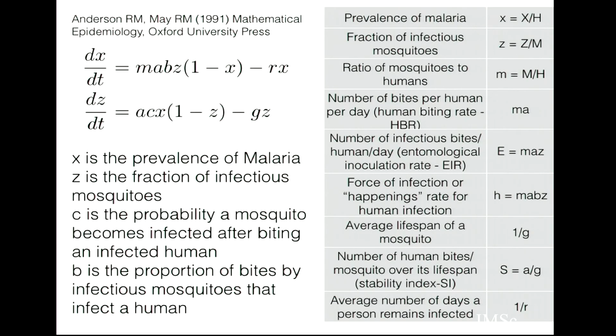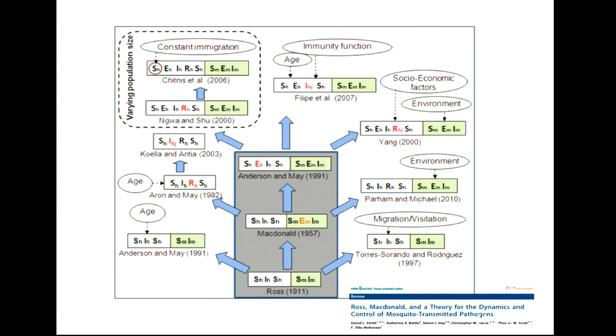This is a somewhat more complicated model due to Anderson and May, which looks very much like the other model, but there are various factors that enter here. Again, I don't want to spend time on this, but here is a summary figure of all the different types of models that people have written down. The original Ross model had susceptible humans, infected humans, susceptible humans, so it was an SIS model. It had susceptible mosquitoes and infected mosquitoes. Then this was improved by Macdonald, who put in an exposed term over here to account for the latent period within the mosquitoes. Anderson and May put in an exposed term for the humans as well, making it more complicated.